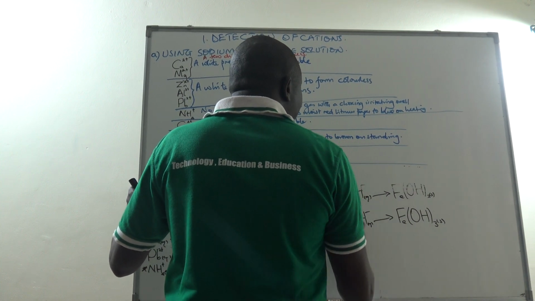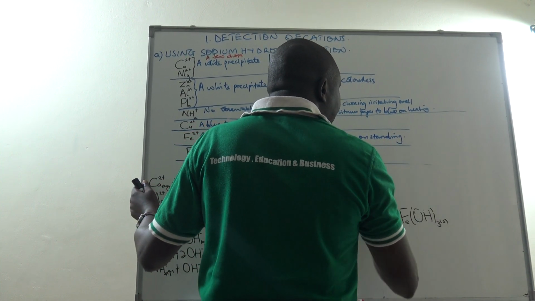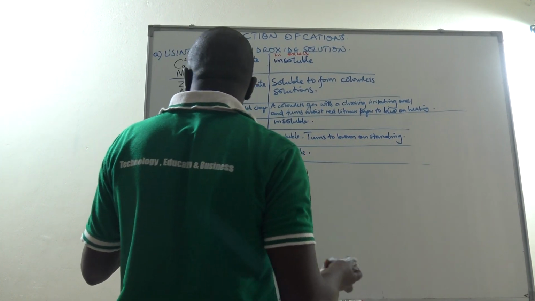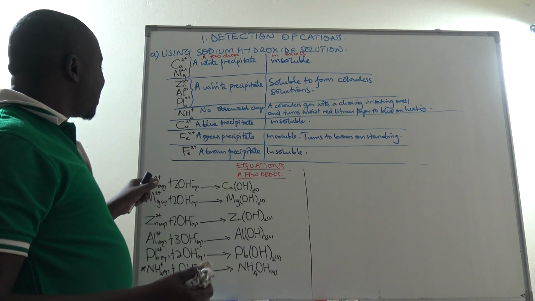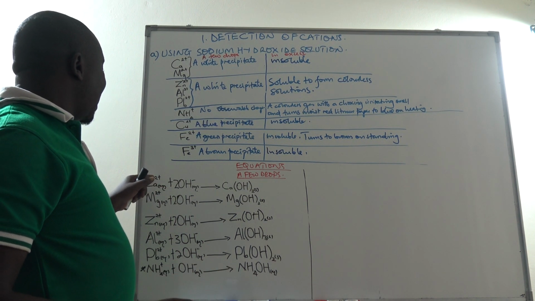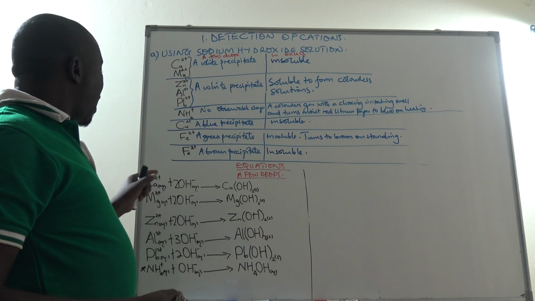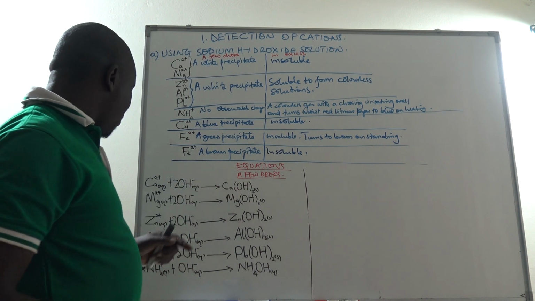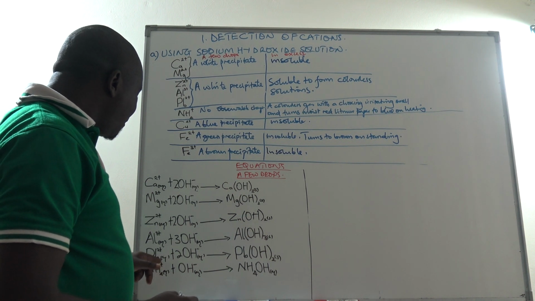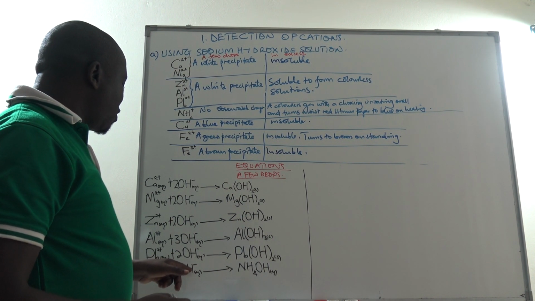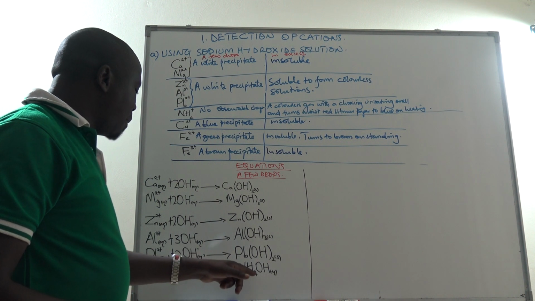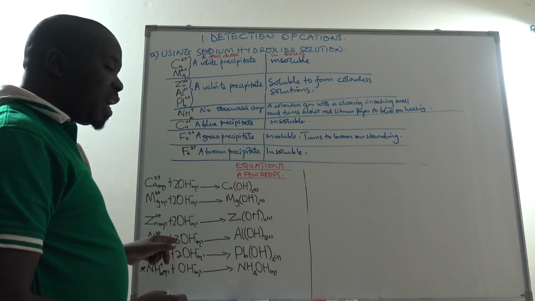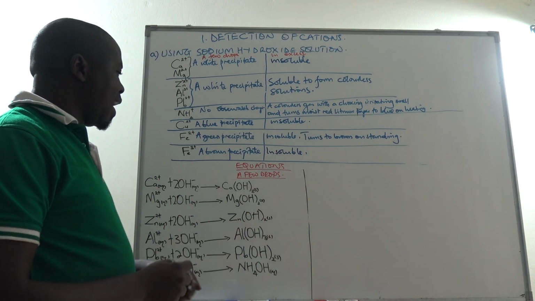I believe that the candidates have seen that the number of hydroxide ions that each cation combines with is equal to the number of positive charges that the cation contains, like calcium ion with 2 positive charges combines with 2 hydroxide ions to form calcium hydroxide. Ammonium ion with 1 positive charge also combines with only 1 hydroxide ion to form ammonium hydroxide. Aluminium ion with 3 positive charges combines with 3 hydroxide ions to form aluminium hydroxide.